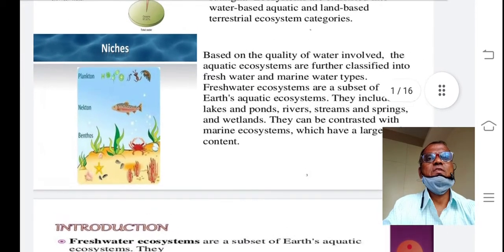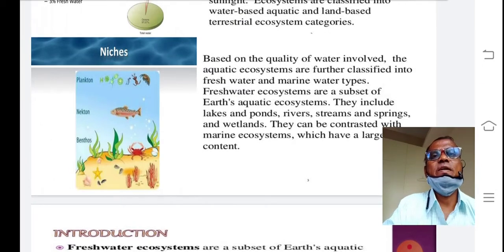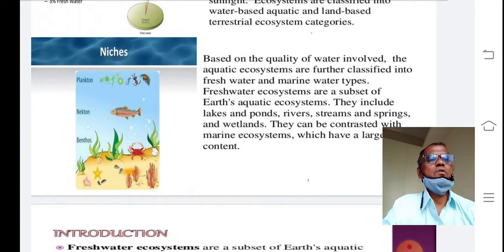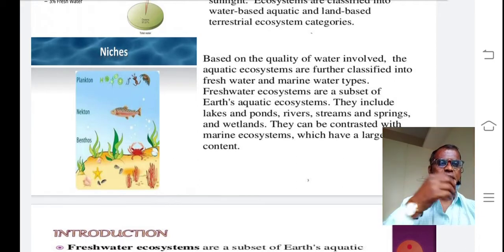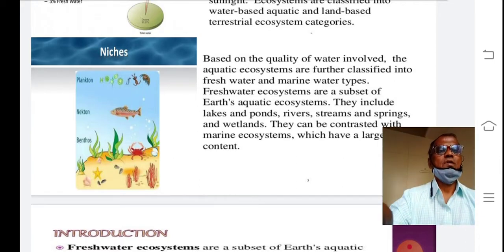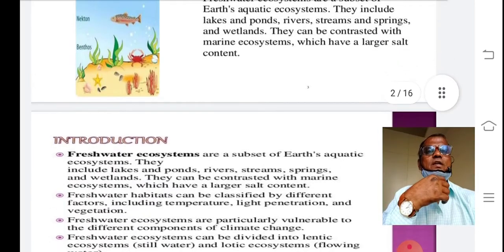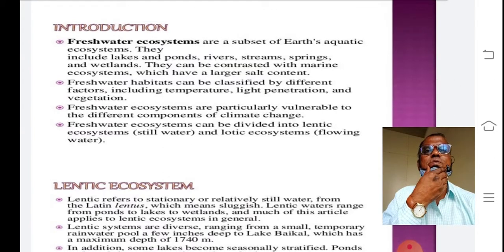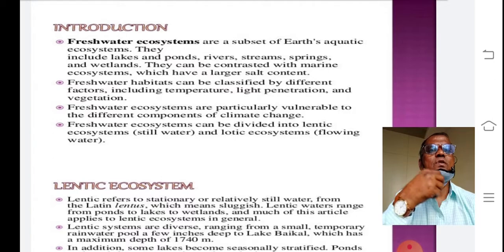In the niches, that is the specific locality, there are plants, nektons, which are free-living animals like fishes, and benthos, which are attached to rocks. In ecological study, you have to remember these specific characters for each and every topic. So let us see what the freshwater ecosystem is. We have seen that only 2.2% of water on earth is fresh water.